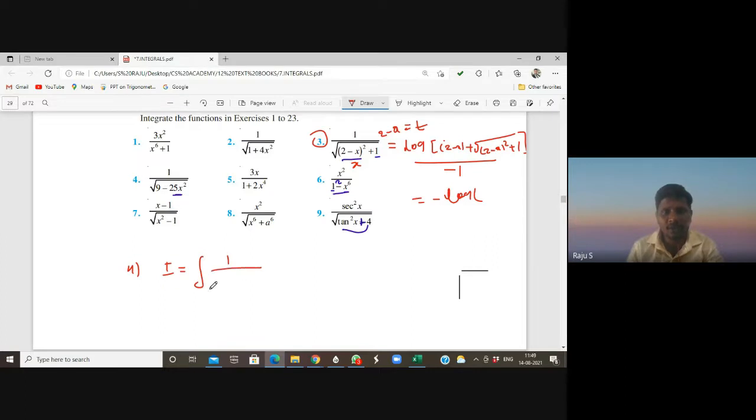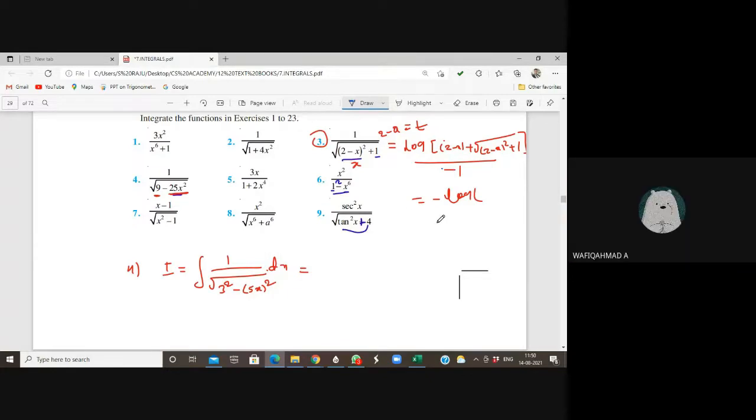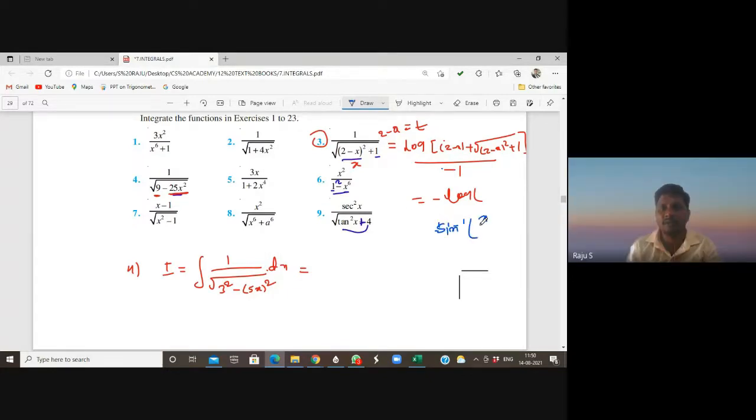First, you should write in standard form. 9 is there. 9 can be written as 3 square, this is a square, minus x square, nothing but 25 can be written as 5x the whole square. Am I right? 9 I have written as 3 square, 25x square as 5x the whole square into dx. So it is in the form of a square minus x square. What is the formula? First formula: sine inverse of x by a. What is x? 5x. What is a? 3. But what is the x coefficient finally? 5. At last, all divided by 5. That's the answer, in one step.